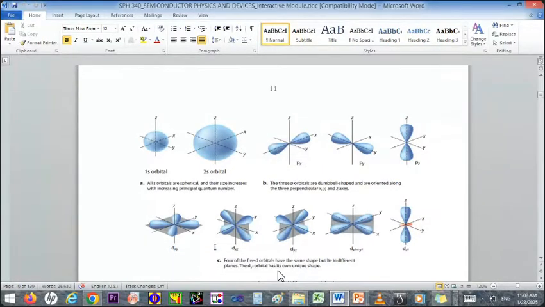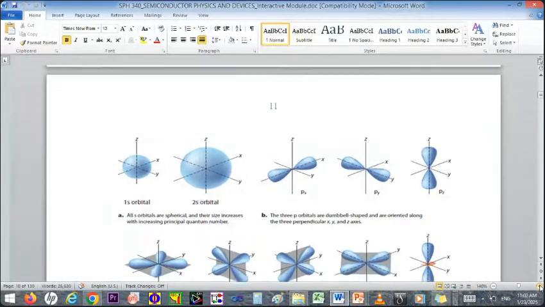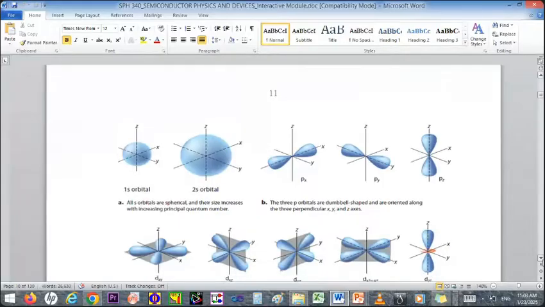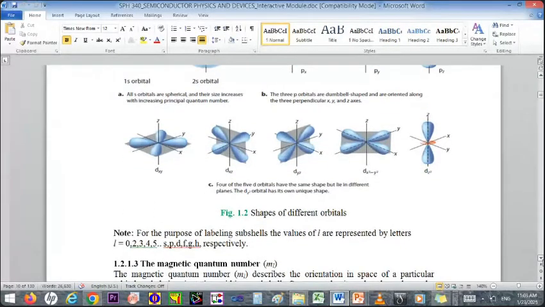Now, when we come to d, we can have d aligned to x and y. That's why we have here x. Let me just zoom it out a bit so that you can see. You see here, and this is d_xy. So the alignment is along the z, the x and the y axis. So it is in the horizontal plane.